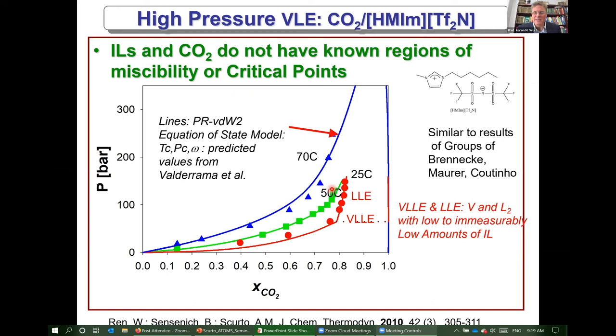Again, this is what we believe is a type 3 system. And even though this portion has vapor-liquid-liquid equilibrium, that liquid-rich CO2 phase and the vapor phase have measurably small amounts of ionic liquid in them. And so normally with an organic, there'd be a small VLE region over here, but we just cannot find it whatsoever. So interesting type 3 behavior with CO2 and these ionic liquids.